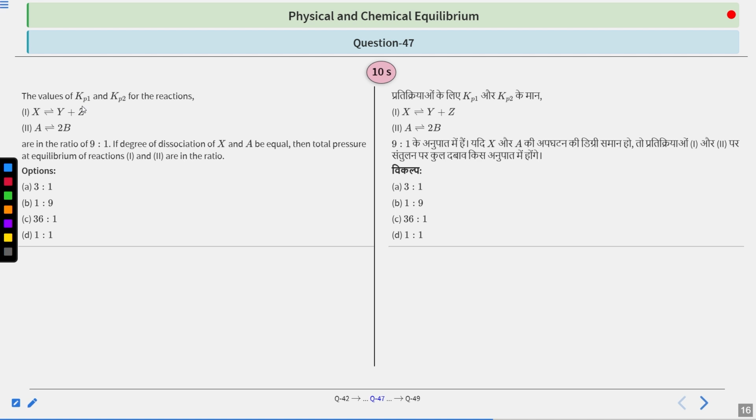Next question. The values of Kp1 and Kp2 for the reactions, X giving us Y plus Z and A giving us 2B, are in the ratio 9:1. If the degrees of dissociation of X and A are equal, the total pressures at equilibrium of reactions 1 and 2 are in the ratio. Options are A 3:1, B 1:9, C 36:1, and D 1:1. So time to solve this question starts now.